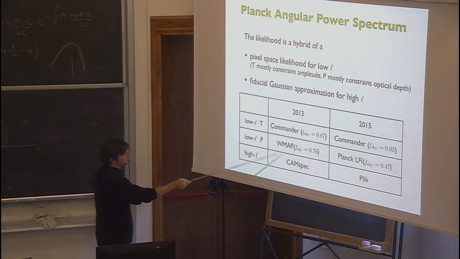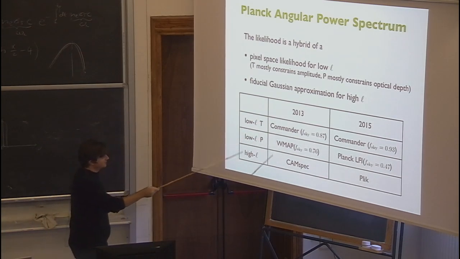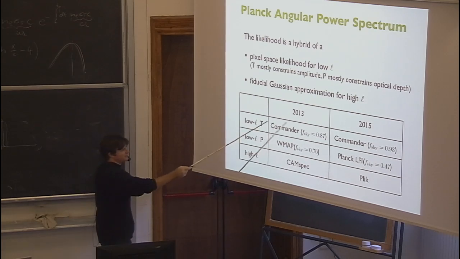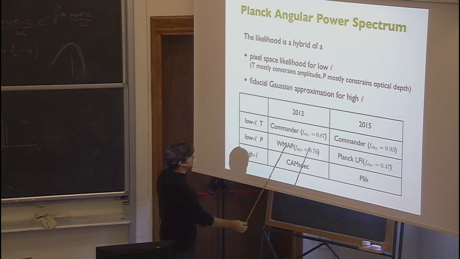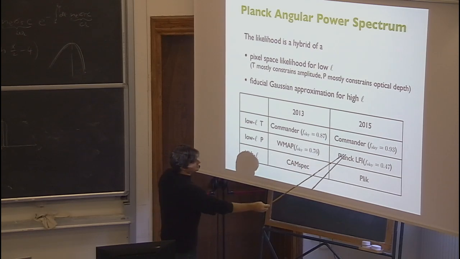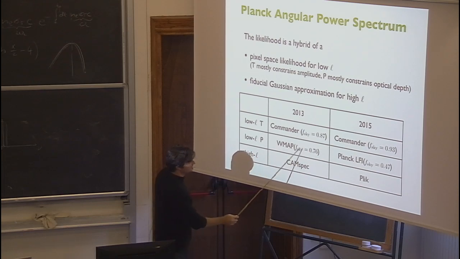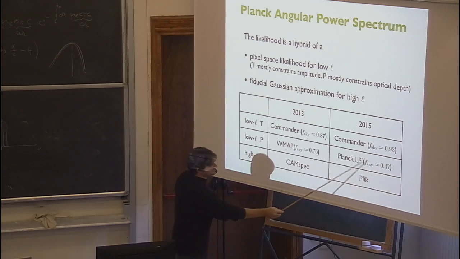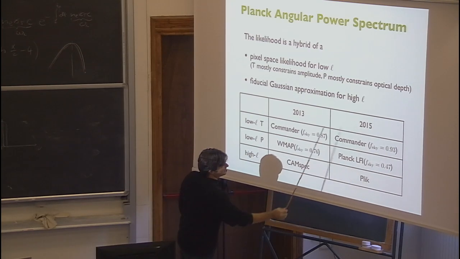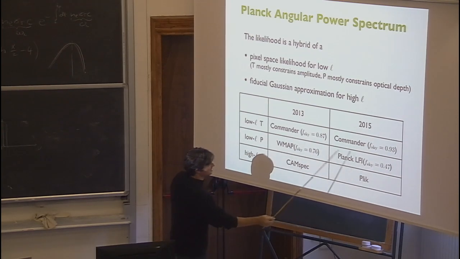And here are the analyses, what they looked like for 2013 and 2015. These are the pixel space likelihoods in polarization. In the 2013 analysis, Planck relied on WMAP, which used 67% of the sky. Planck then used 47. Anyway, these are the pixel space likelihoods.